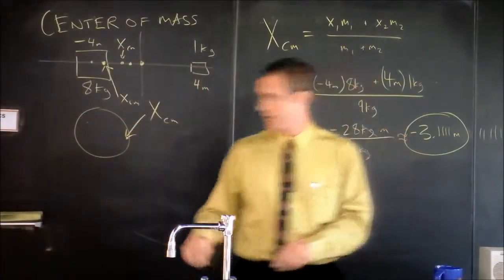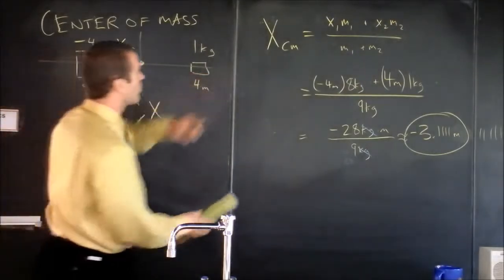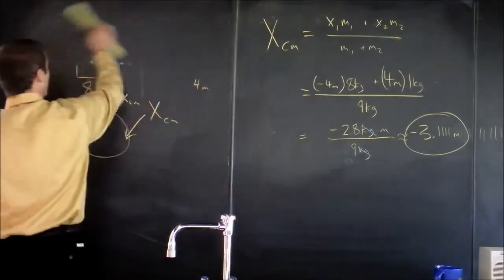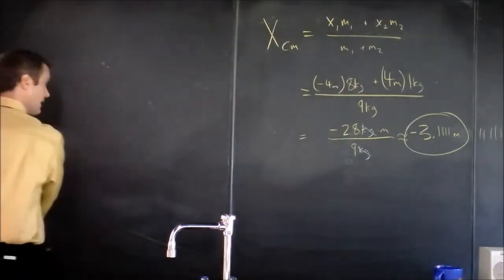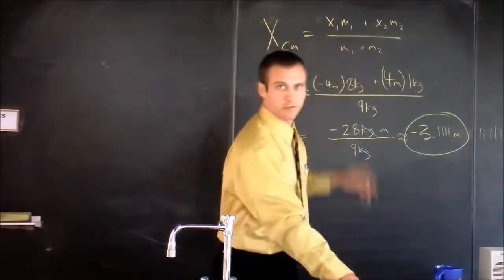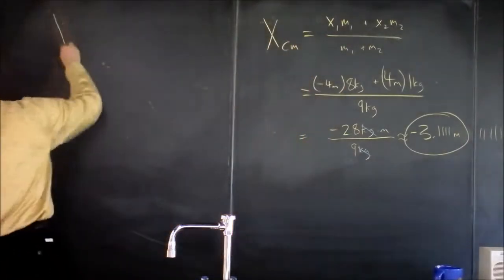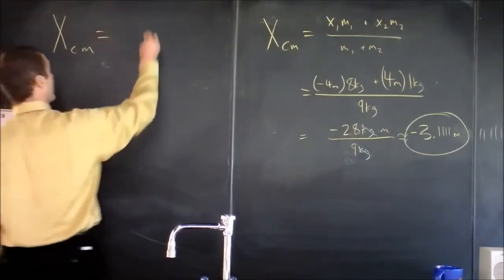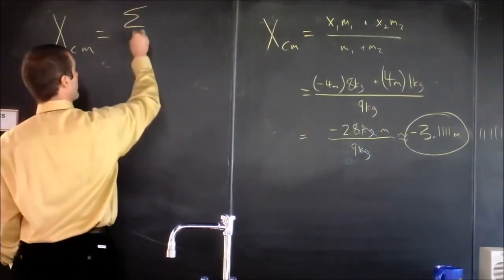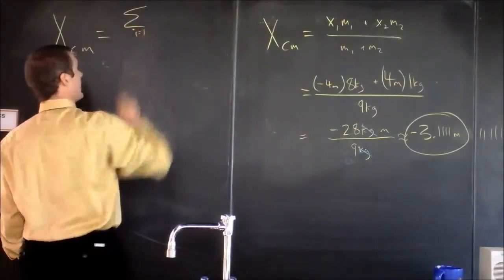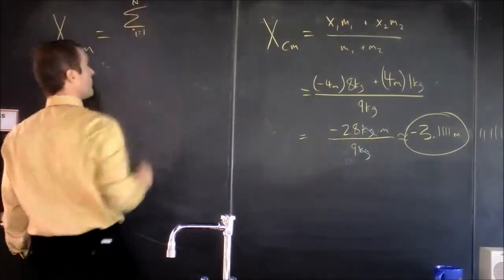So we need to go to another equation. This new equation will be a little bit more general. It will consider the possibility that we've got lots of masses scattered around here. And that will be, position of the center of mass is, well, we're going to have to add up all the masses. So we're going to have to start at i equals 1 and go to the total number of masses.